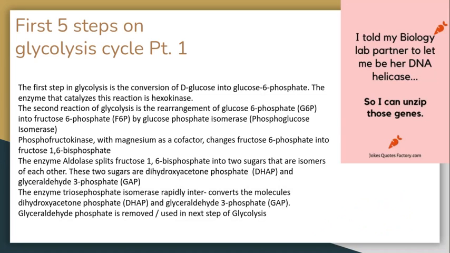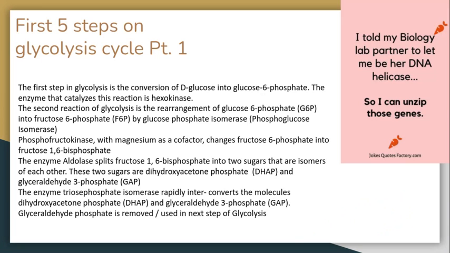Five steps of the glycolysis cycle, part one. The first step in glycolysis is the conversion of D-glucose into glucose 6-phosphate. The enzyme that catalyzes this reaction is... The second reaction of glycolysis is the rearrangement of glucose 6-phosphate.